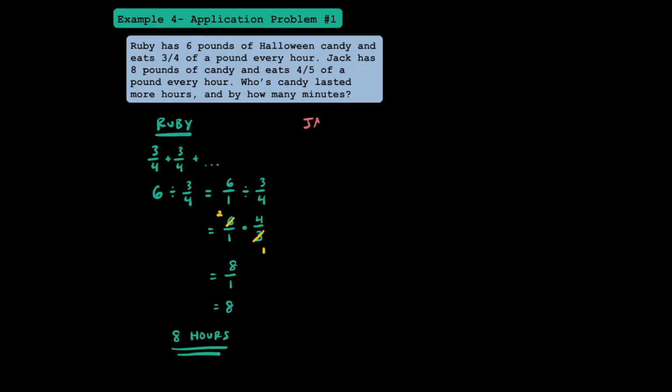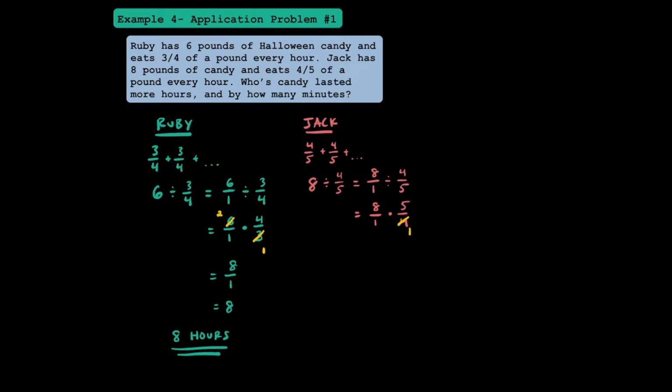Now let's talk about Jack. Each hour, Jack eats 4/5 of a pound of candy, and he keeps on doing this every single hour. Instead of using repeated addition, let's just take the 8 pounds and divide by 4/5 to see how many hours will go by before he runs out. 8 divided by 4/5 is the same thing as 8 over 1 divided by 4 over 5. Doing a little bit of keep change flip, we're going to have 8 over 1 times 5 over 4.